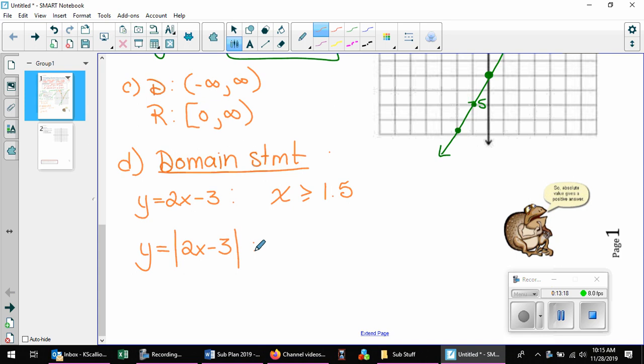So where did we start? 1.5. We're going left. So that would mean x has to be less than 1.5. Hey, Miss Kelly, you didn't put the equal to sign there.